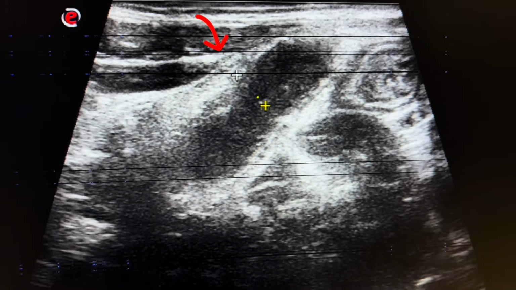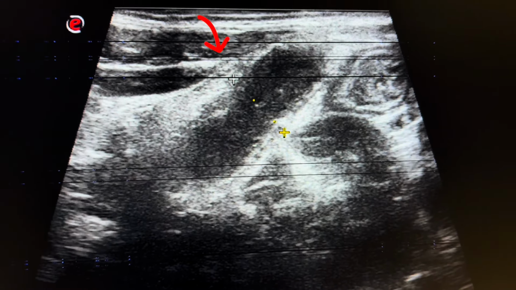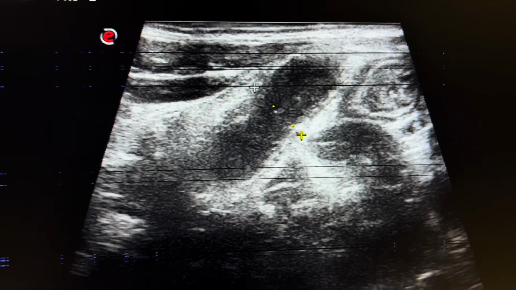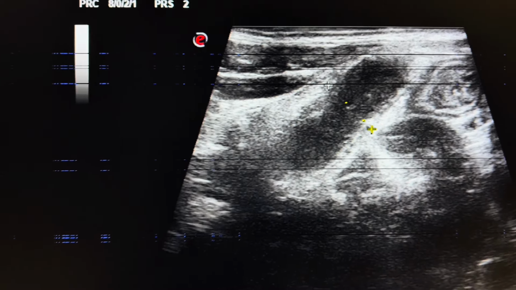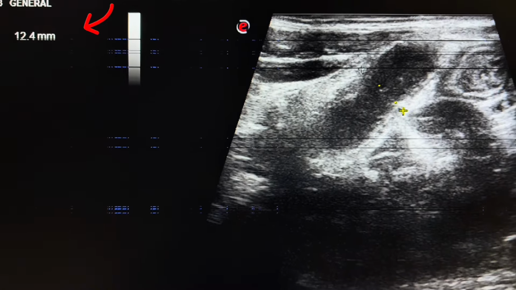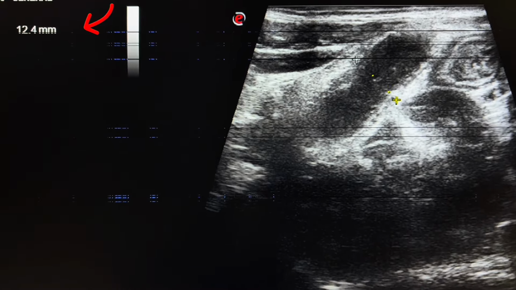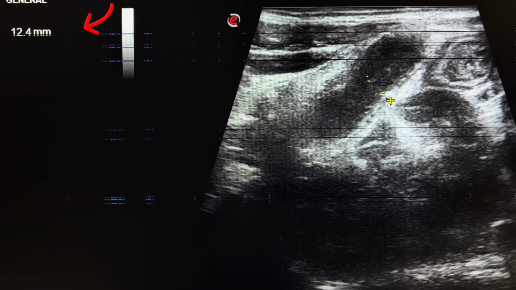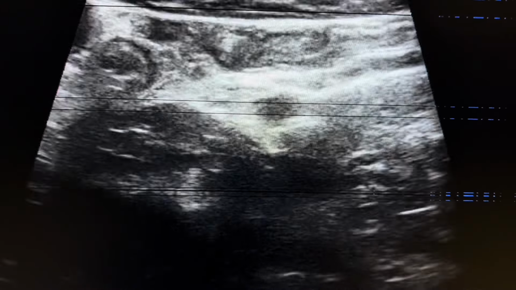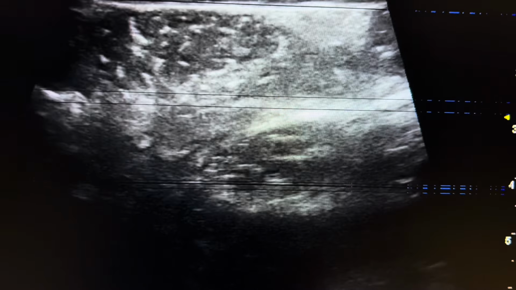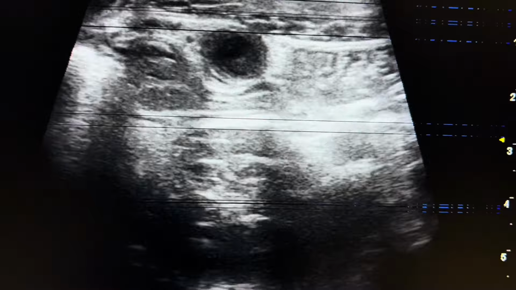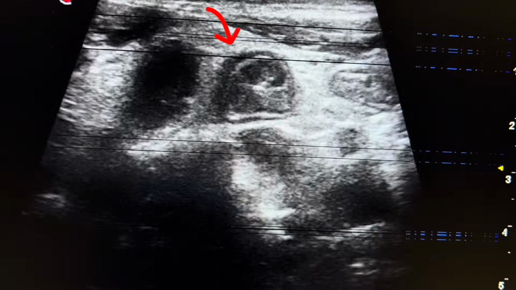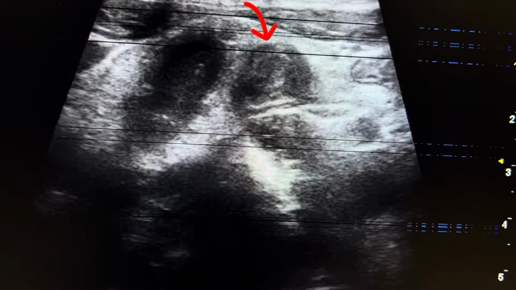Now we will measure the anterior-posterior diameter of the appendix. The anterior-posterior diameter of the appendix is 12.4 millimeters, and the normal diameter of the appendix is up to 6 millimeters. Here the wall of the distal ileum is also mildly prominent and inflamed.